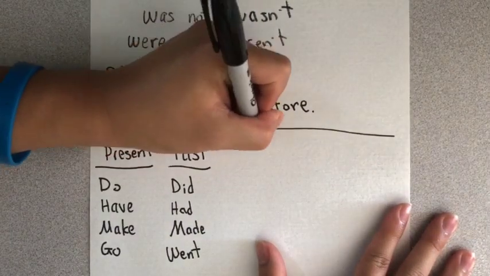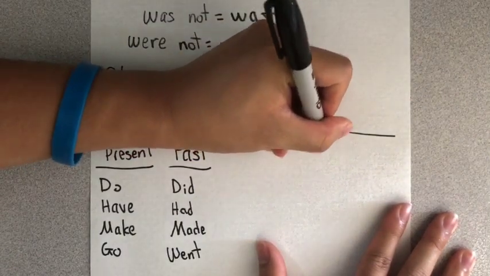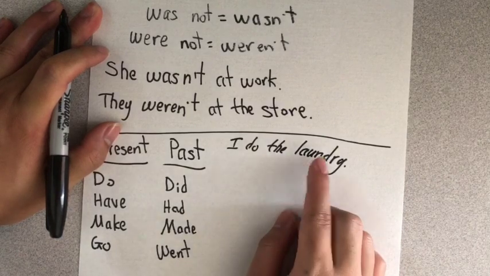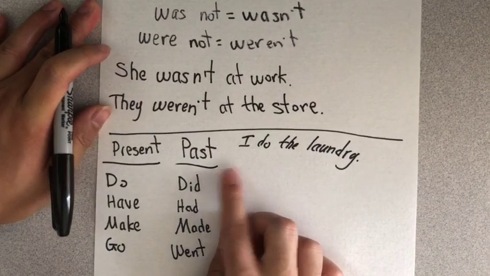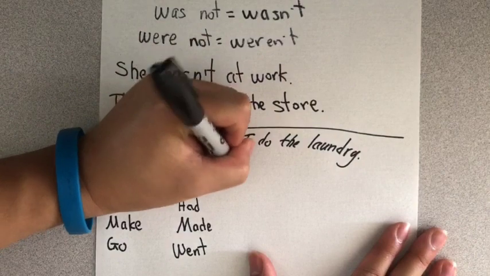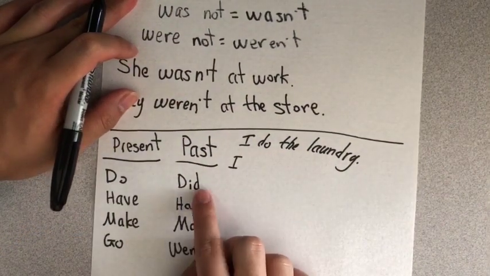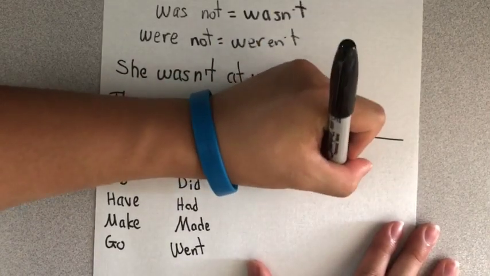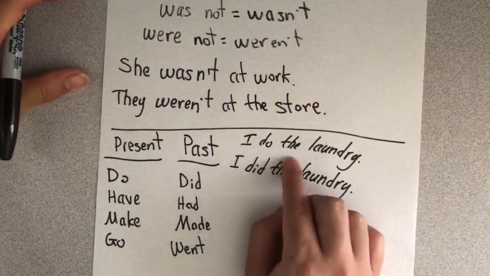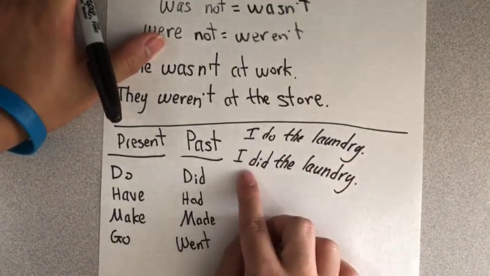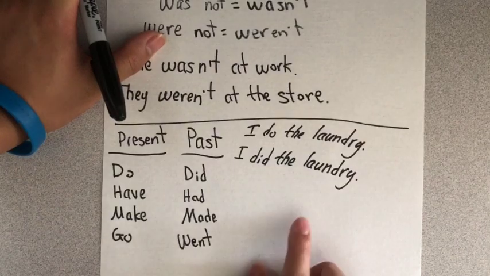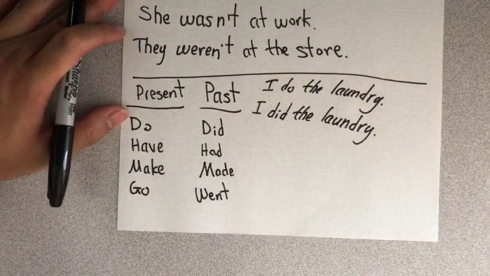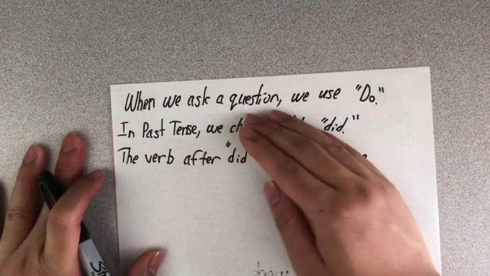So our first sentence is I do the laundry. This means I wash the clothes. So let's write this sentence in past tense. I, and then we change the verb do from present to past. So we say did. I did the laundry. So this sentence, I do the laundry, is in present tense. It's now. I did the laundry is in past tense. It happened already. It happened maybe yesterday or last week. But this is in the past. So present, past.